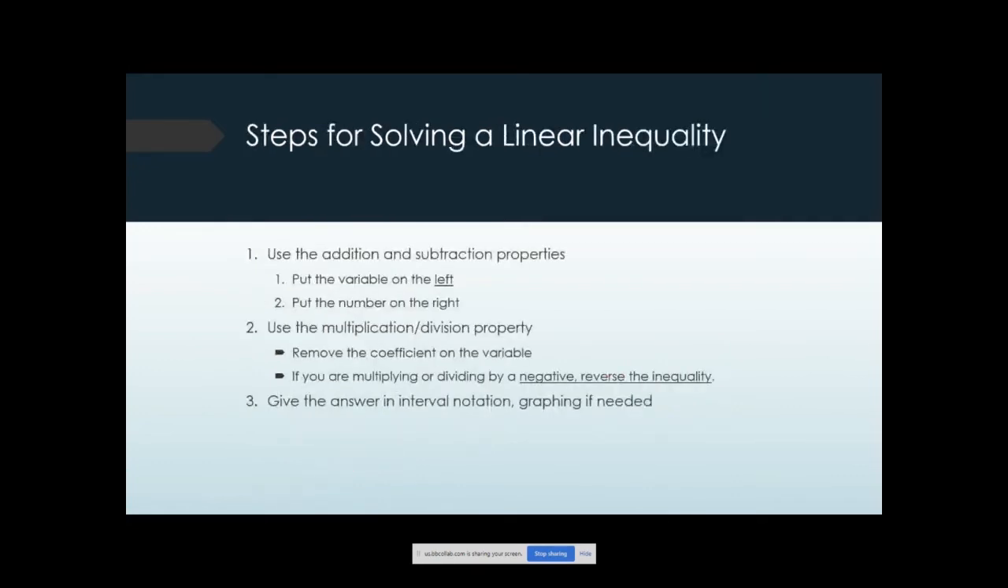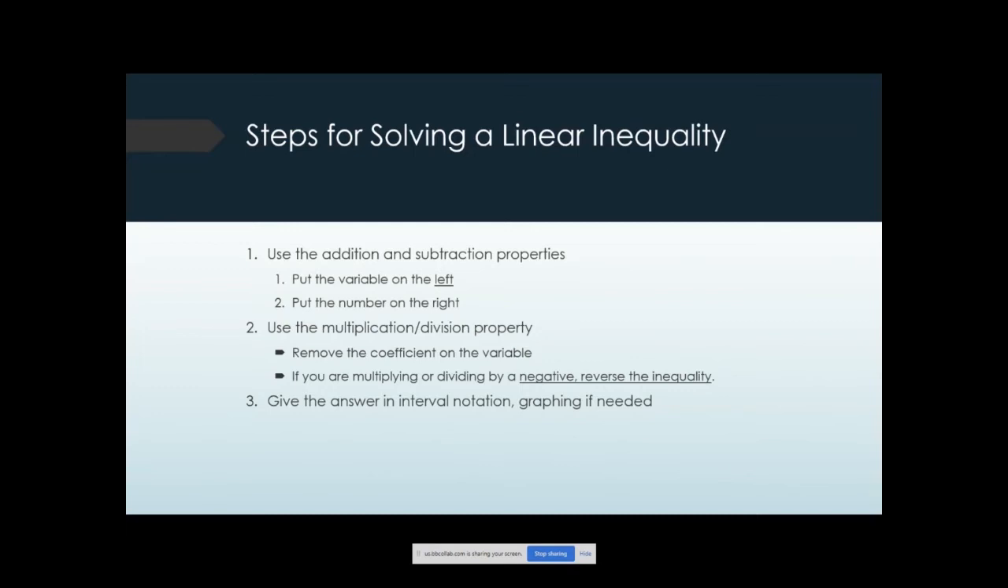Okay, so steps for solving a linear inequality. Step 1 is to use the addition and subtraction properties, just like you would for an equation. The one thing is, with an equation it doesn't matter which side the variable is on, but with inequalities the variable needs to be on the left. So always put your variable on the left side and make sure that your numbers are on the right.